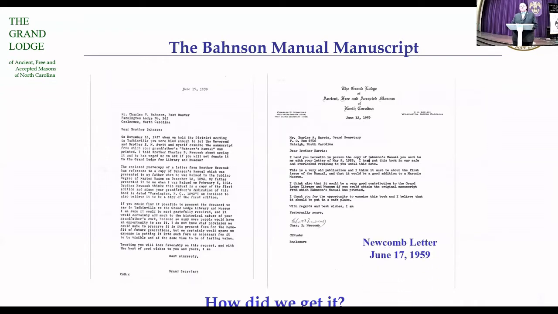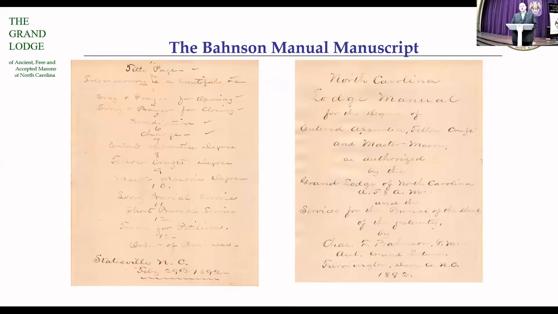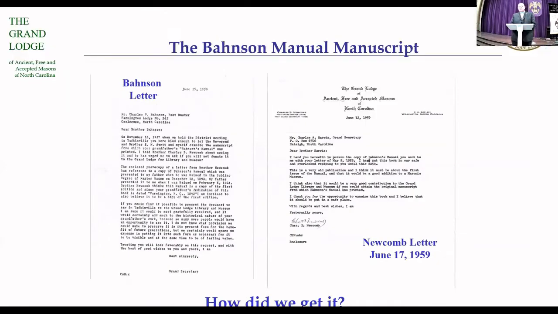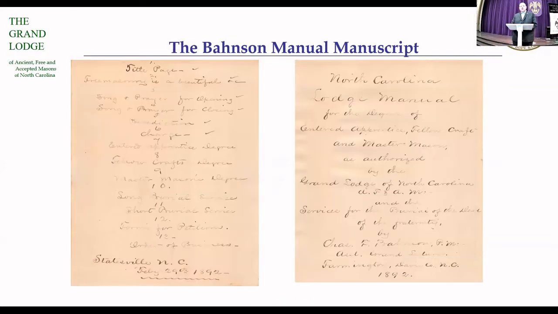We see here, from some letters contained in the Grand Lodge archives from the Grand Secretary of the time, and a letter from Brother Newcomb at that time, that they had met with Bahnson's grandson, Charles F. Bahnson Jr., at a district meeting, and he had shown them the actual copy of the manuscript. There was some correspondence that went back and forth until 1959, when the manuscript was placed in the Grand Lodge archives in Raleigh. It's available for your inspection today if you'd like to go look at it.